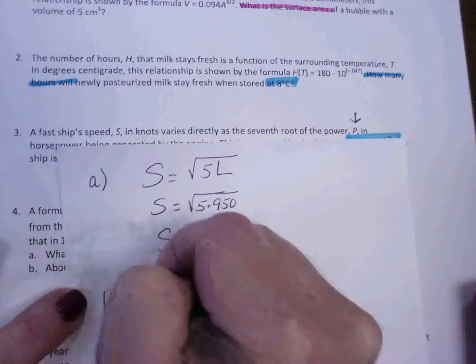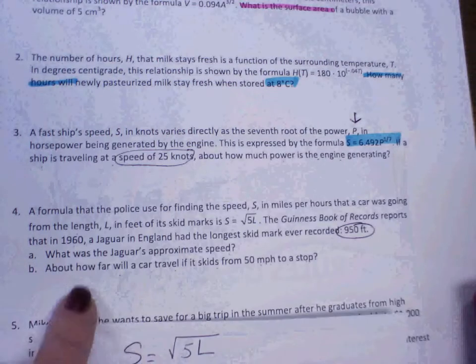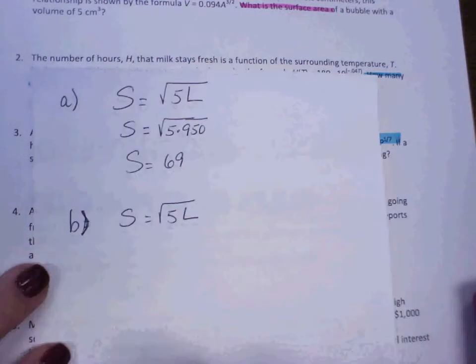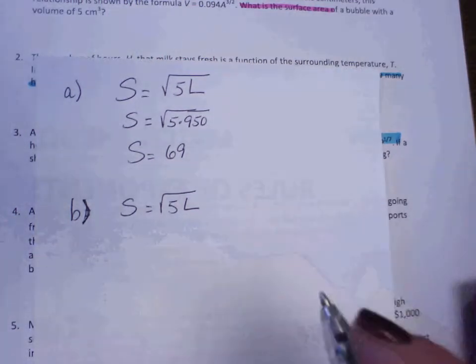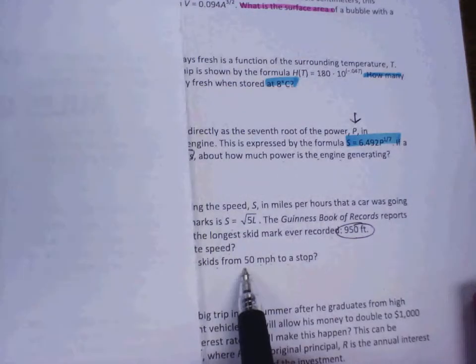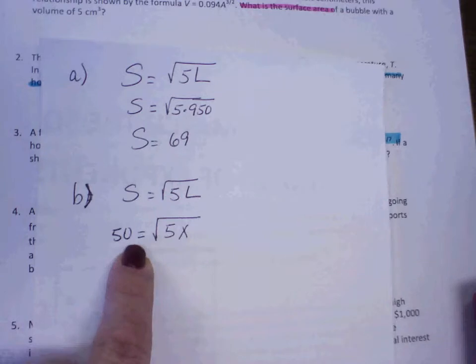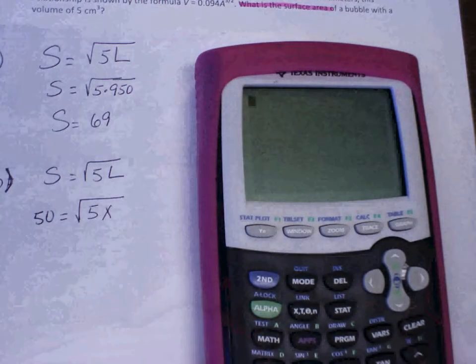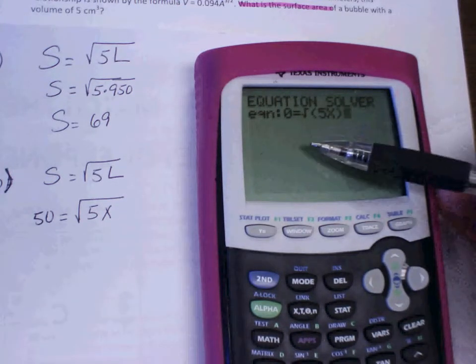About how far will a car travel if it skids from 50 miles per hour to a stop? So now this is a different problem. This was A, right? For B, we have to figure out how far the car will travel. So what are we looking for, S or L? If it's how far will it travel, what are we looking for? L. So this is my X. And if it goes at what? 50 miles per hour. That's your speed. So am I going to equation solver? Heck yeah. Very good. So let's do it.